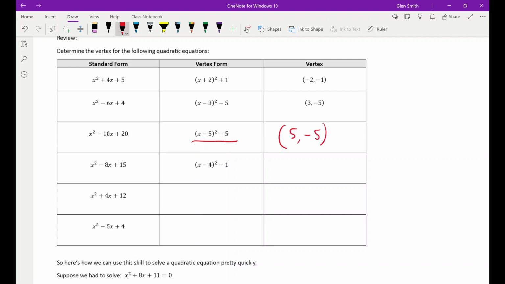X squared minus 8x plus 15 is the same thing as this. I'm just double checking to make sure I didn't type something wrong. It's going to be plus 16 and minus 1 is 15. That's right. So we're moving 4 to the right and 1 down.